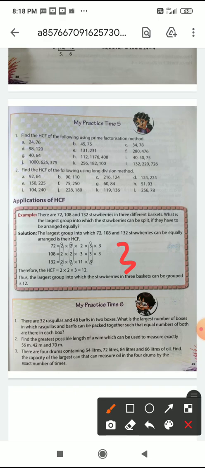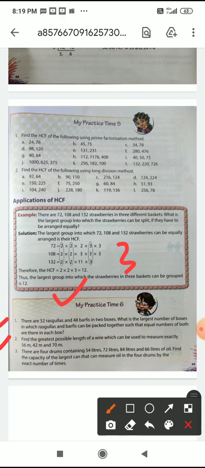Any one method you apply and find the HCF. Then comes My Practice Time 6. Number 1, children, you see, there are 32 rasgullas and 48 burfis in 2 boxes. What is the largest number of boxes in which rasgullas and burfis can be packed together such that equal numbers of both are there in each box? Very easy, children. Here you find out the HCF. Then we get your answer.